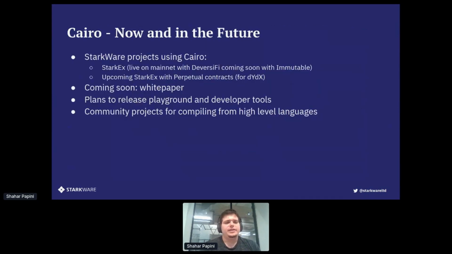All right, so Cairo now and in the future. Like I said, we use Cairo today in StarkEx version 2. Stark is live on mainnet with DeversiFi, soon with Immutable as well. We have the upcoming Perpetual Contracts project with dYdX. Soon we will release the white paper of Cairo, so you can see all the details inside. Like I said, we plan to release the playground, and sometime after it, maybe some developer tools so you can use it at home.